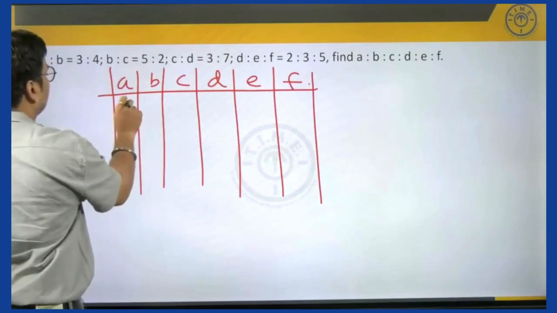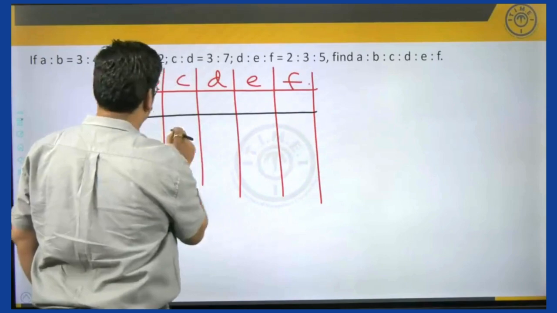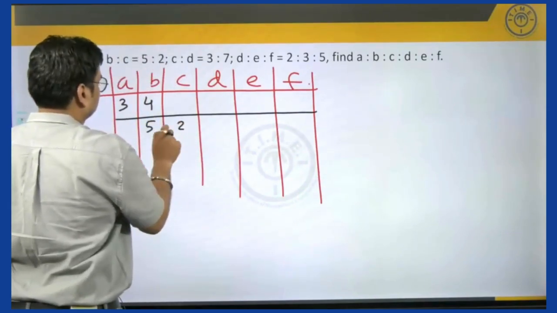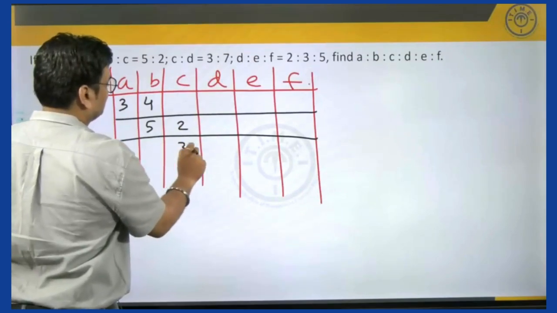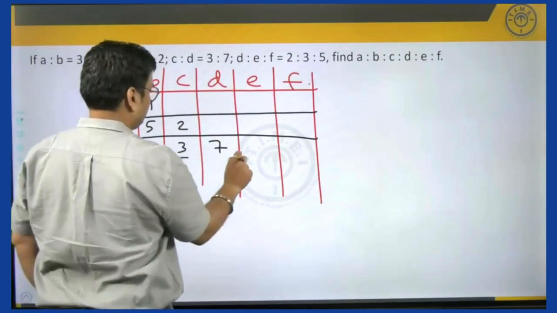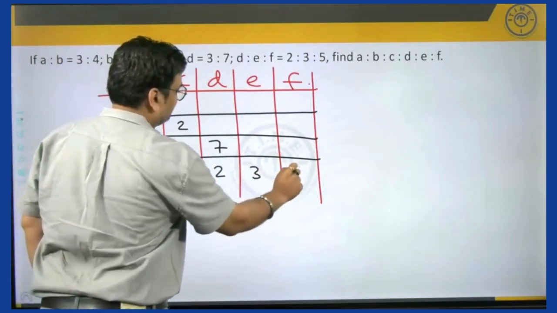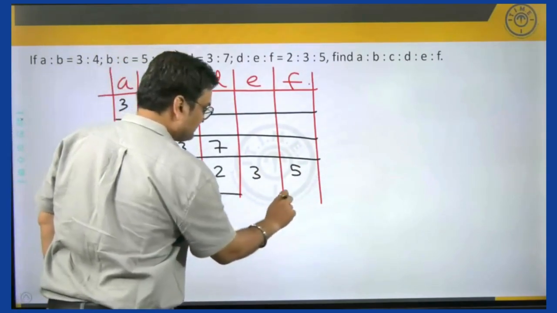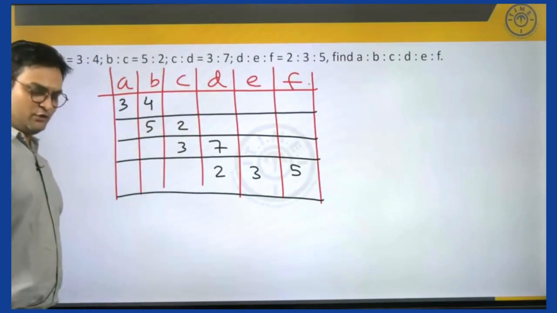So what are the values? A is to B is 3 is to 4. B is to C is 5 is to 2. C is to D is 3 is to 7. Then D, E, F is 2 is to 3 is to 5. Okay, we just write it. And then we follow the following process.